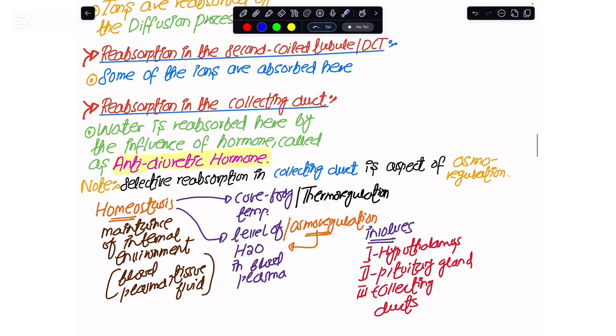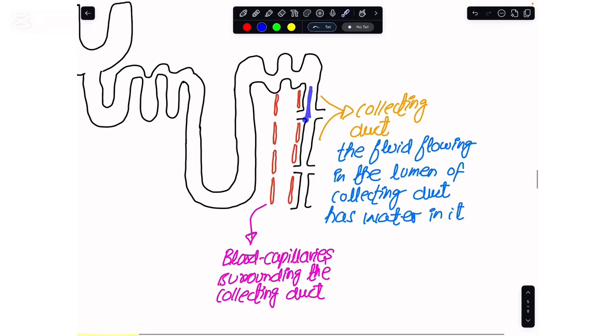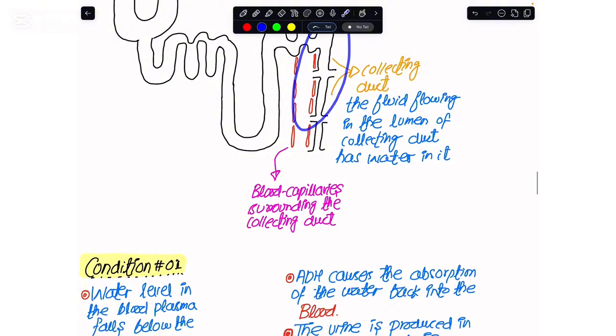as osmoregulation. So here, if I just quickly take you to the diagram, the scenario is that we have the filtrate, or the urine, flowing in the collecting duct, which has water in it. And the water has to be taken back into the blood capillaries, but it cannot come back into the blood capillaries simply. Rather, we want a hormone coming toward the collecting ducts, that is antidiuretic hormone, and it would assist in the movement of water from the space in the collecting duct back into the blood capillaries surrounding this part of the nephron.